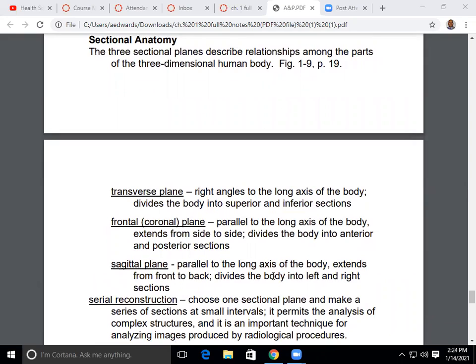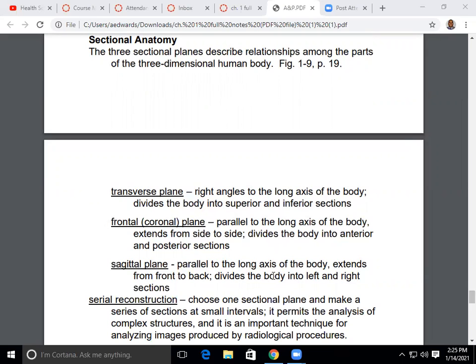Sectional anatomy. Three planes describe relationships of the human body in three dimensions. All right, so first we're going to cover the transverse plane. It's a right angle to the long axis of the body. So this is the long axis. Perpendicular, a right angle, 90 degrees this way. So this is a horizontal cut, all right? You've seen the CT scans, the digital ones, where it looks like it's going through the person's body? Any plane that cuts the body like this is transverse. Horizontal. And you create a superior portion above and an inferior portion below.